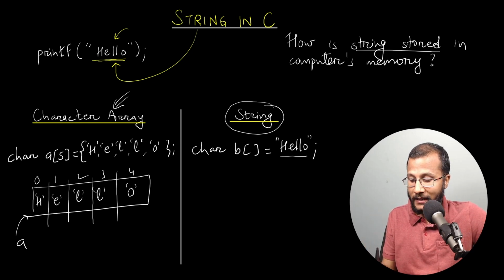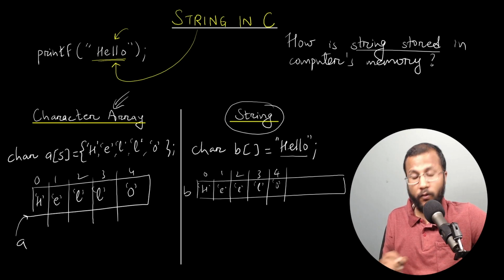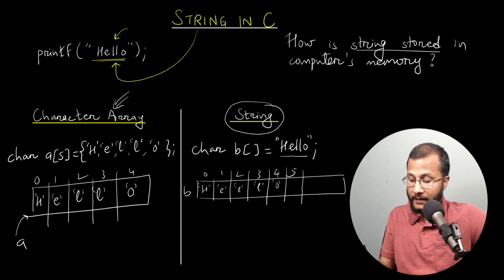Now if you look at B, how is B going to be stored in the memory? Let's write it down here. This is B. At index 0 you'll have H stored, at index 1 you'll have E, at index 2 you'll have L, at index 3 you'll have one more L, and at index 4 you'll have O. So it looks exactly like the character array A, but there will be one more character stored at the very end, at index 5. That is called the null character, represented by \0. This is in single quotes. So \0 in single quotes is called the null character.